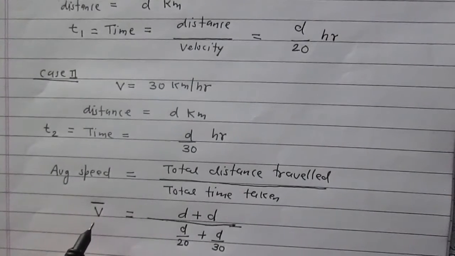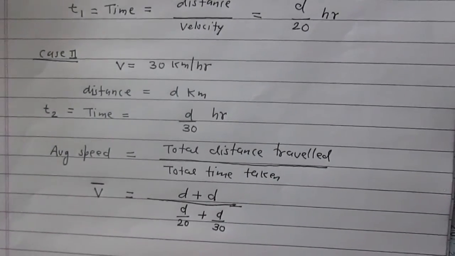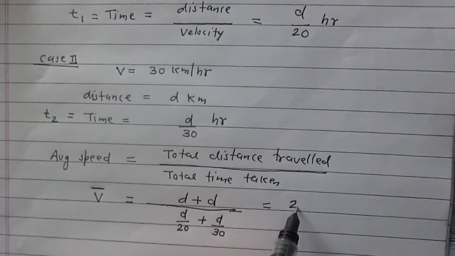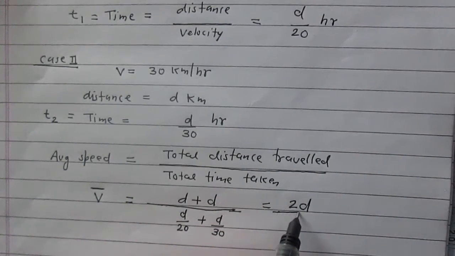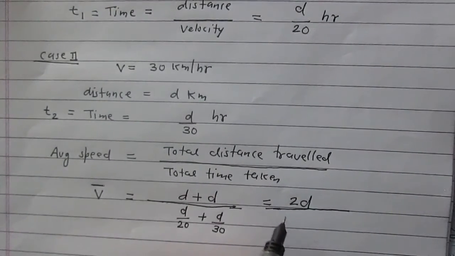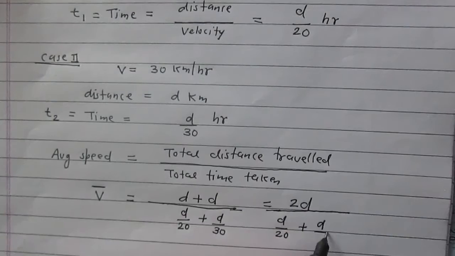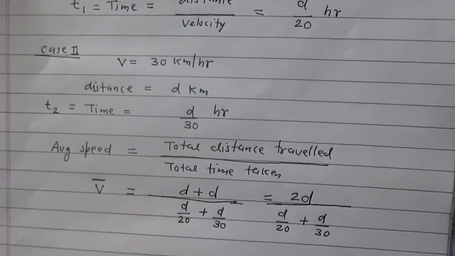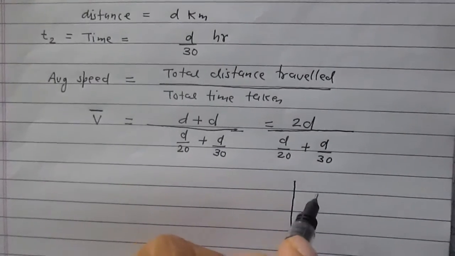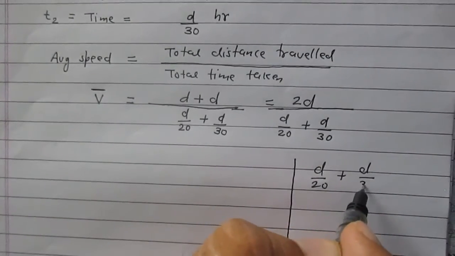Let us consider the average speed for the entire journey as V bar. Now we are to calculate this expression. In the numerator we have twice of D. The denominator we will simplify. It is D upon 20 plus D upon 30. I want to simplify it separately. Consider D upon 20 plus D upon 30.